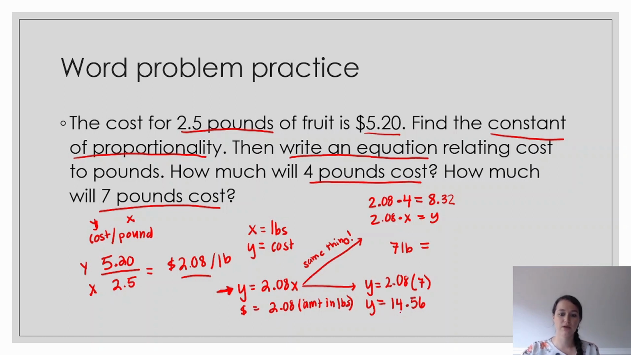So y is going to be $14.56. So that's 7 pounds of fruit. So here's my two answers for that question. Ooh, that was terrible. There we go. Circle drawing, oval drawing. It's not my strong suit. All right, so that's how much your pounds of fruit will cost you.